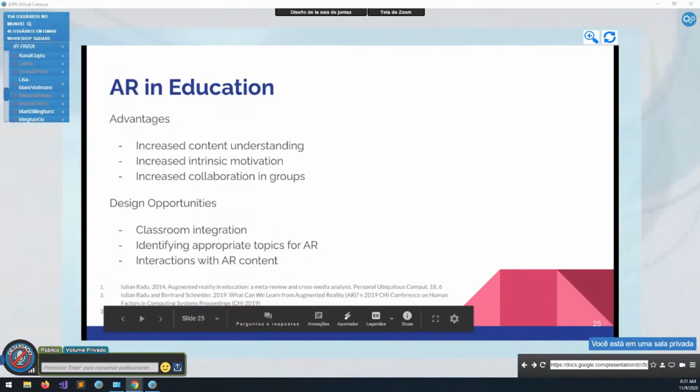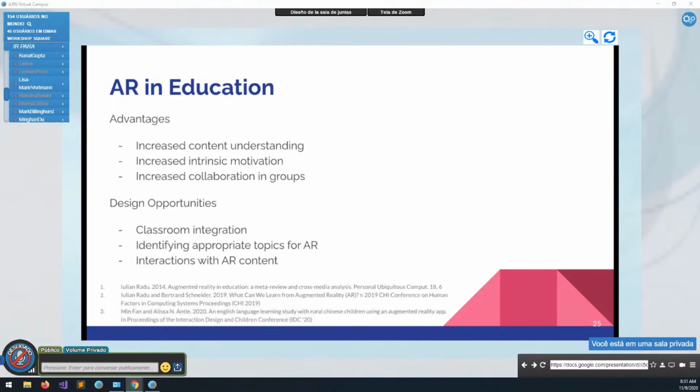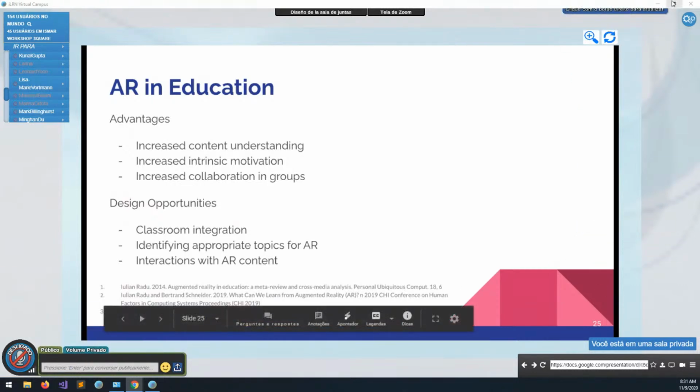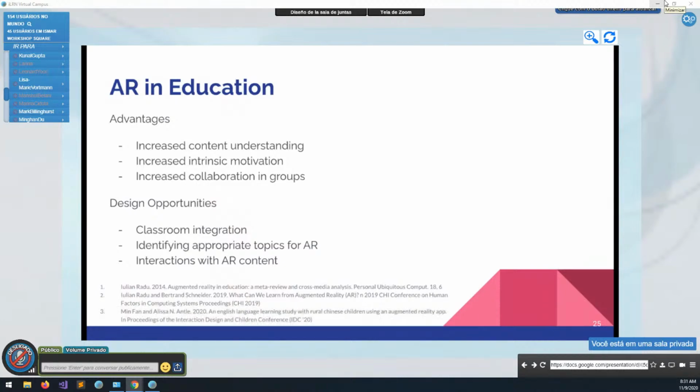So overall, the advantages of AR have been reported to increase content understanding, increase intrinsic motivation and collaboration in groups, which then leads to design opportunities of having an integrated classroom environment where augmented reality helps the students in gaining more knowledge by identifying appropriate topics for AR and interactions with AR content.